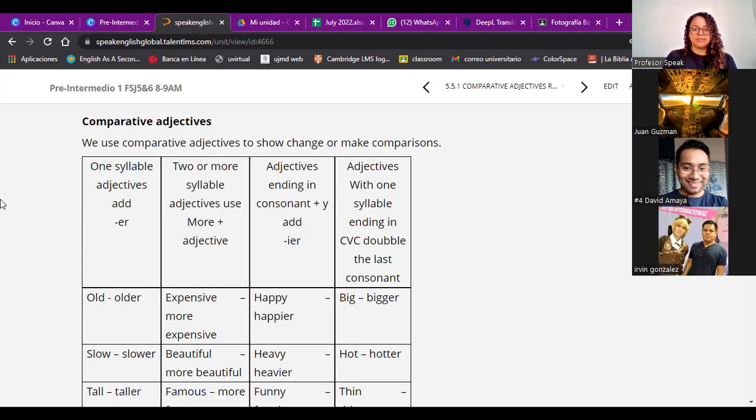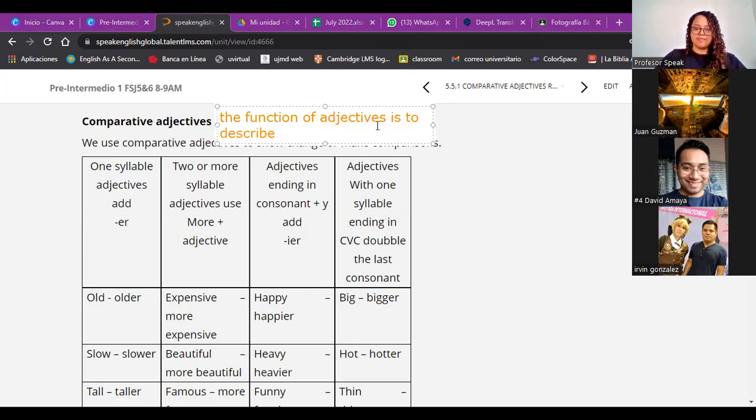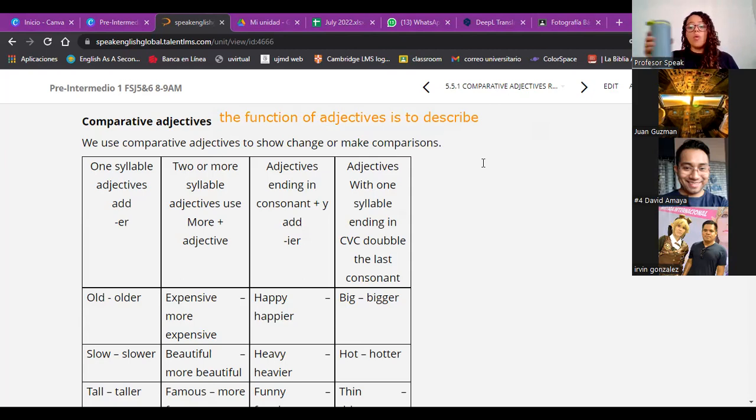Change. To compare. To compare the comparisons. No. The function of adjectives. Describe. Very good. They describe. Okay. The function of adjectives is to describe. Okay. Now, when you describe, you can describe only one thing, or you can also describe two things. Okay. You can describe two things at a time.